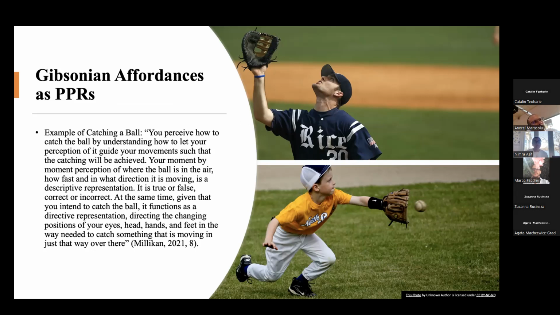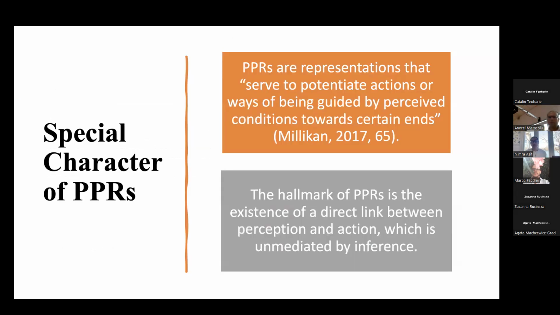So the idea is that the boy's perception of the exact location of the ball, the speed at which it's moving, and the direction it's moving at each moment guides his body so he can catch the ball. And Gibsonian affordances are, according to Millikan, the most important types of PPRs because we use them when we're interacting with the environment, when we're moving around, when we're doing anything. And all these examples are to illustrate the special character of PPR.